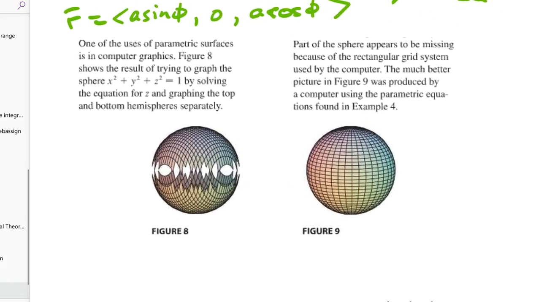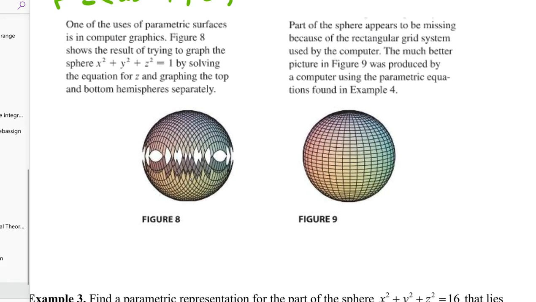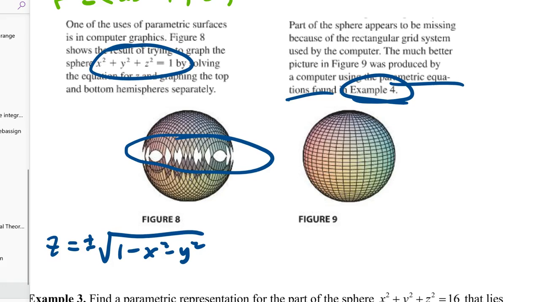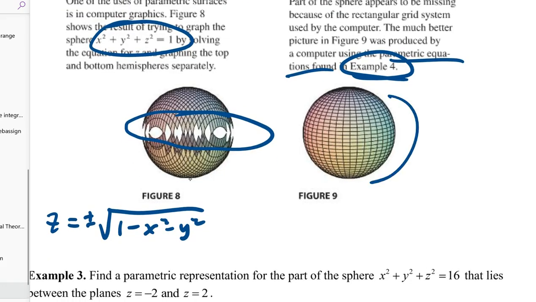Okay, so what this says here, which is kind of cool, is that if you graph a sphere using the traditional equation for a sphere and solving for z, and then graphing both the top and the bottom, a computer can't really handle it, but it can handle it if it's using parametric equations, the same ones that we did in the previous example. Sphere comes out really nicely.